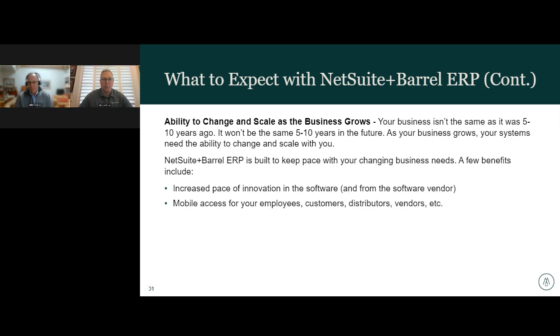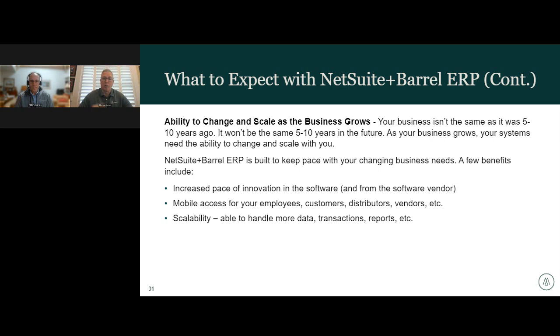We talked about mobile access. Again, I don't need to have a laptop or a desktop. I can look on an iPad. I can look on a cheap Fire tablet. I can look on my phone. I can get the data I need to make the decisions my job requires in real time.